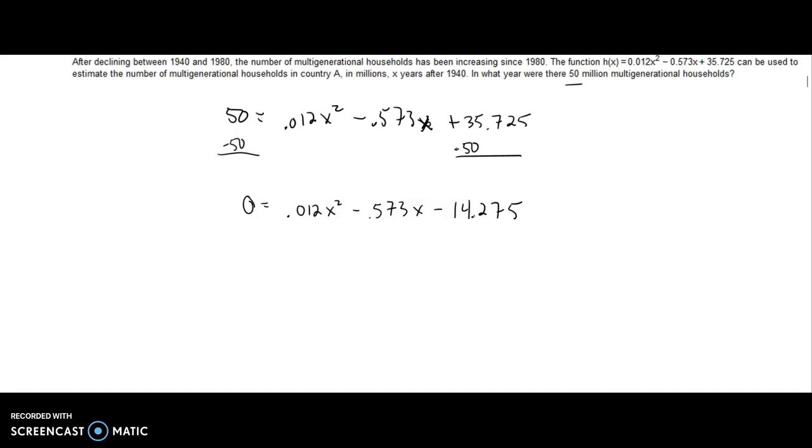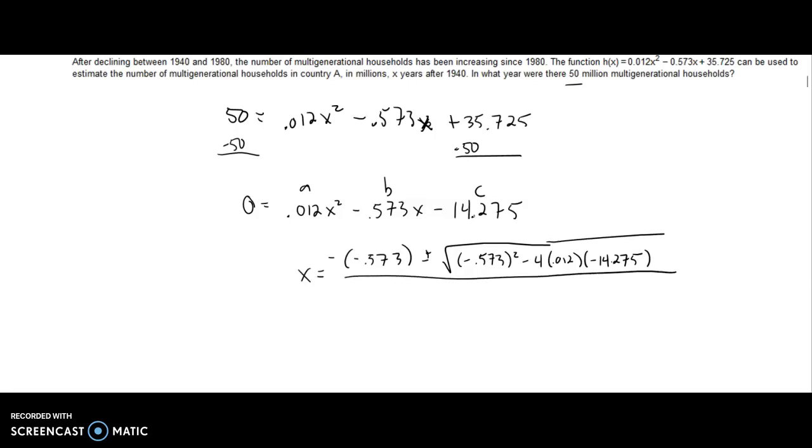Okay, so remember how we solve quadratics? We could try and factor it. That one's looking pretty ugly, so I'm going to go right to the quadratic formula. That's another method. Negative b, plus or minus the square root of b squared minus 4 times a times c, all over 2 times a.